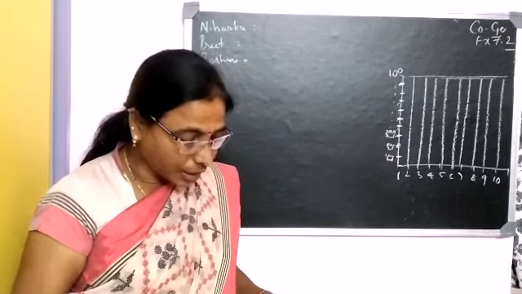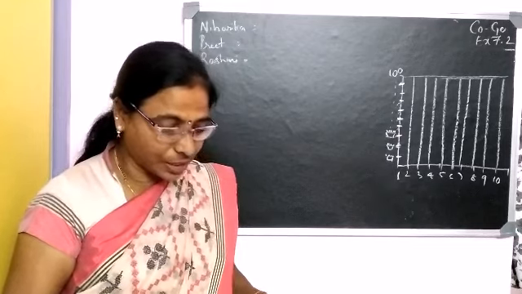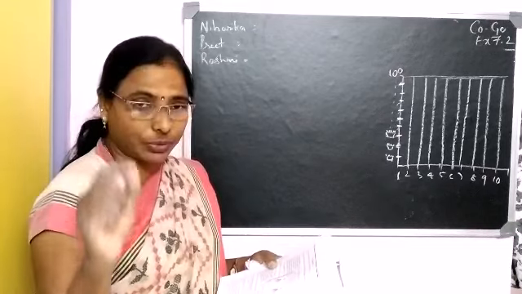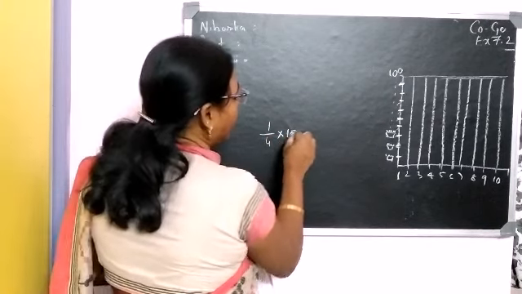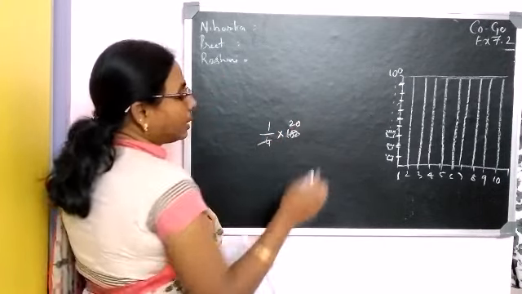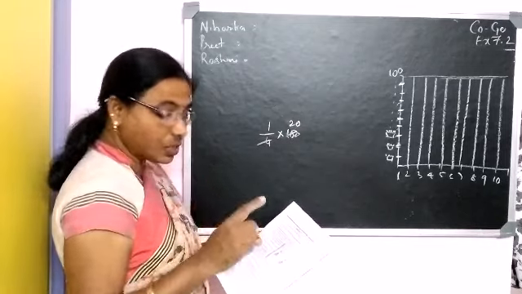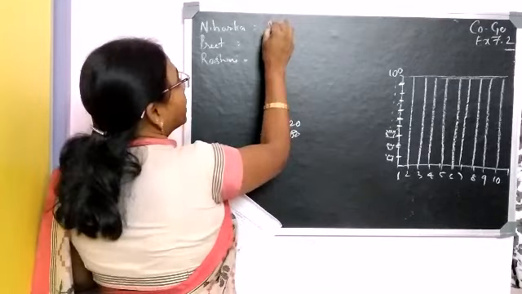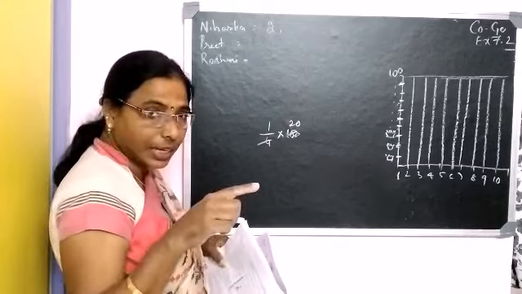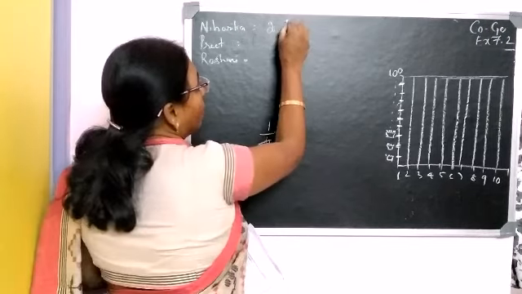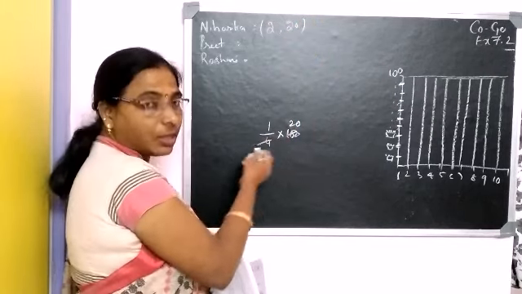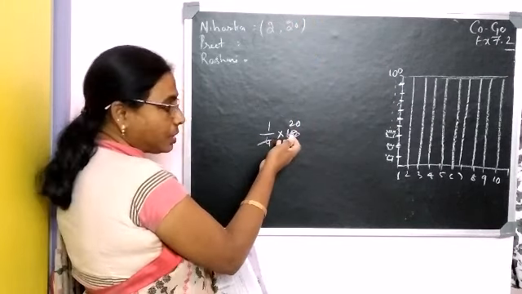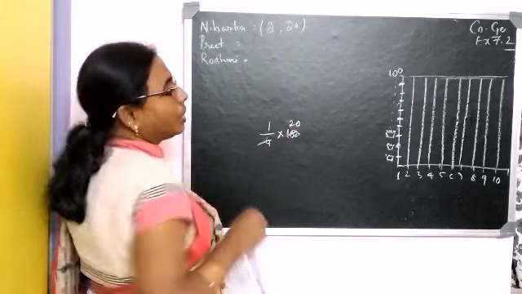Now, Niharika runs 1/5 of the distance AD. Sorry, 1/4 of the distance. 1/4 of the distance means 1/4 of 100. 4 ones are 4, 4 fives are 20. That means Niharika runs on the second line, and she runs almost 20 meters. 1/4 of 100 is 25. So it is 2, 25.